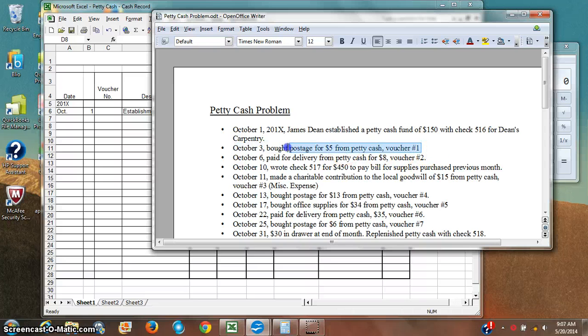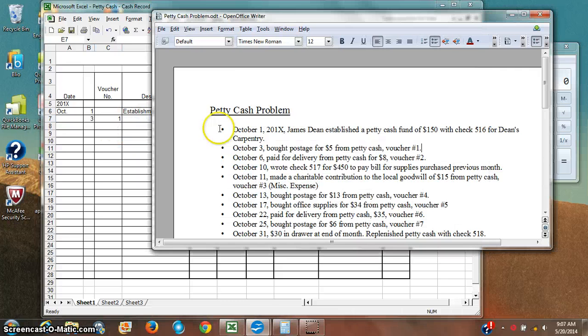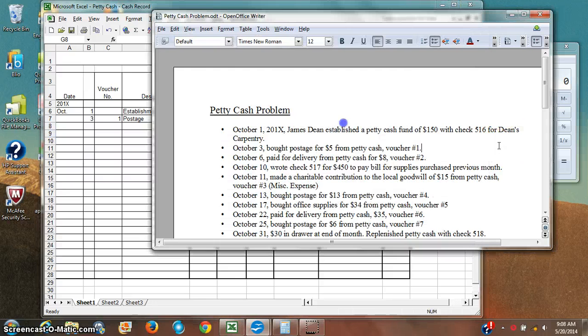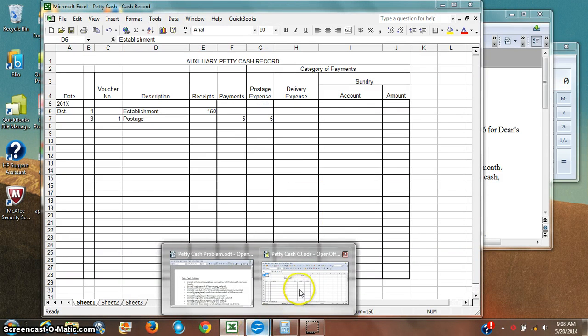So next I bought postage for $5 from the petty cash, and now here's a voucher number as well. I'll go ahead and do that. This is going to be October. Here's the date. And since I have a voucher, I'm going to put that in here. This is going to be a description, postage. This one here is a payment. It's $5. I'll put it in the payment column, and I'm also going to put it in the postage expense column as well.